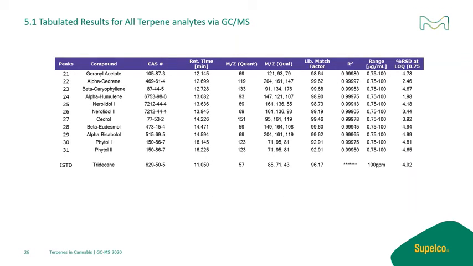As you can see, even for the late eluters, phytol 1 and 2, the R-square value is there, the range and the reproducibility is there as well, and our tridecane as an internal standard served as a good way to keep our calibration ranges very linear over that particular range.